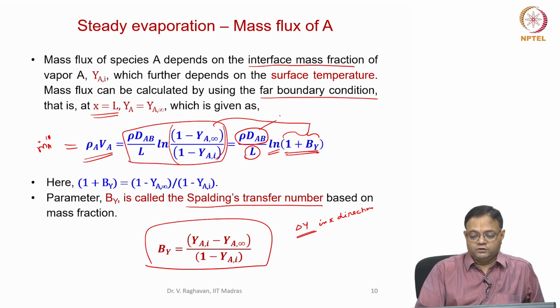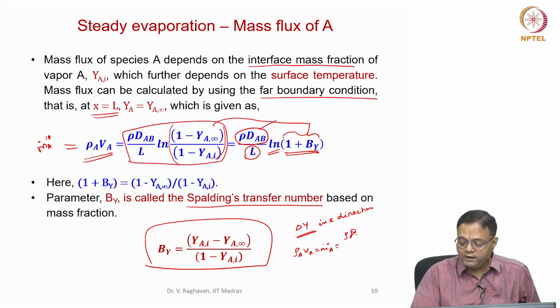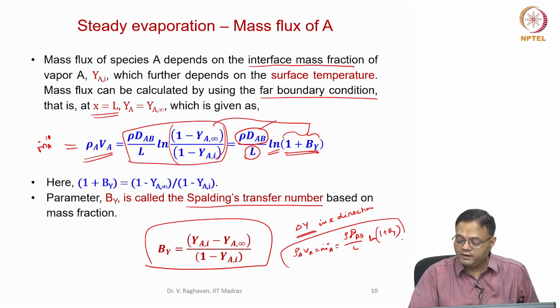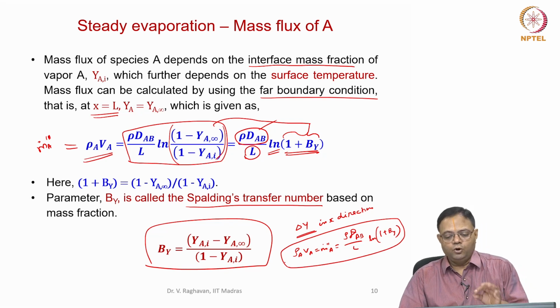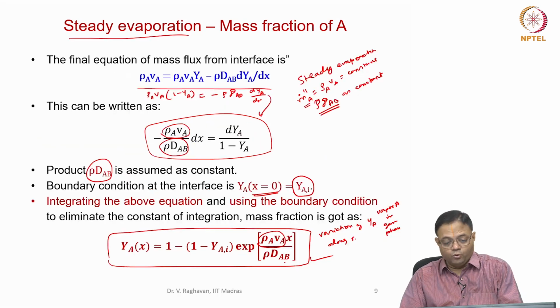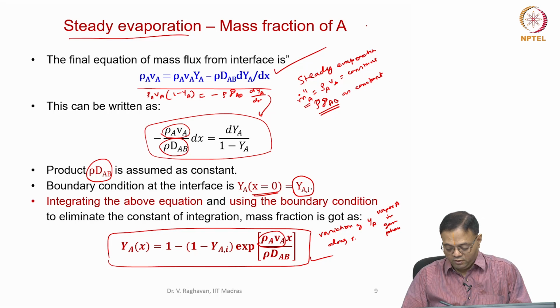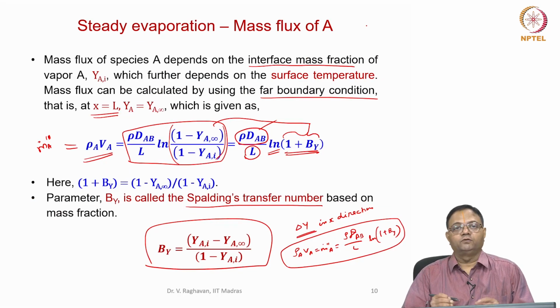Okay. So, this is an important analysis. So, I can write rho V_A, which is equal to the mass flux of A, equal to rho D_AB divided by L into the natural logarithm of 1 plus B. So, this is the expression I get for the steady evaporation, now only considering the mass transfer using Fick's law. So, this statement I have taken and I have given this expression for the mass flux.